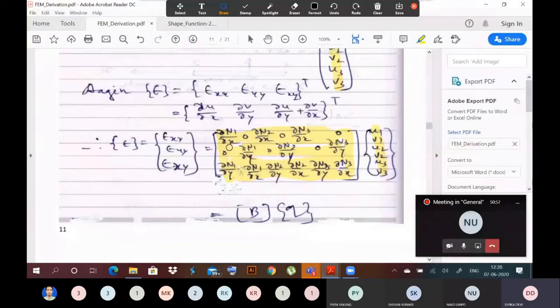It will be a very long expression. That's why I have omitted it. So you can simply consider up to this part. Okay.